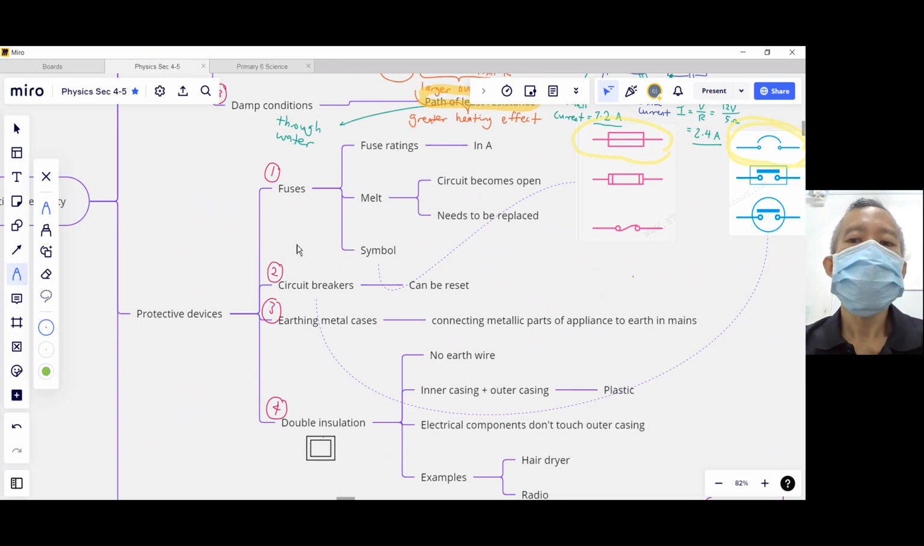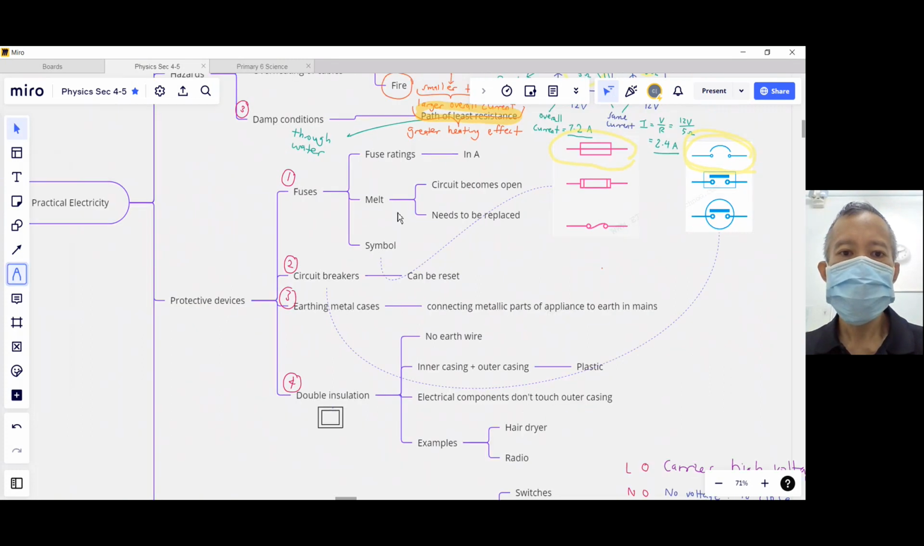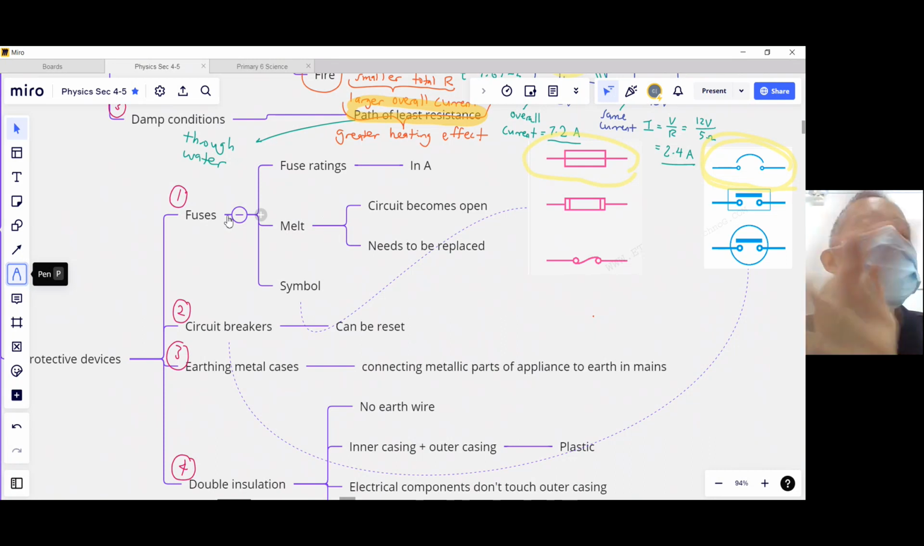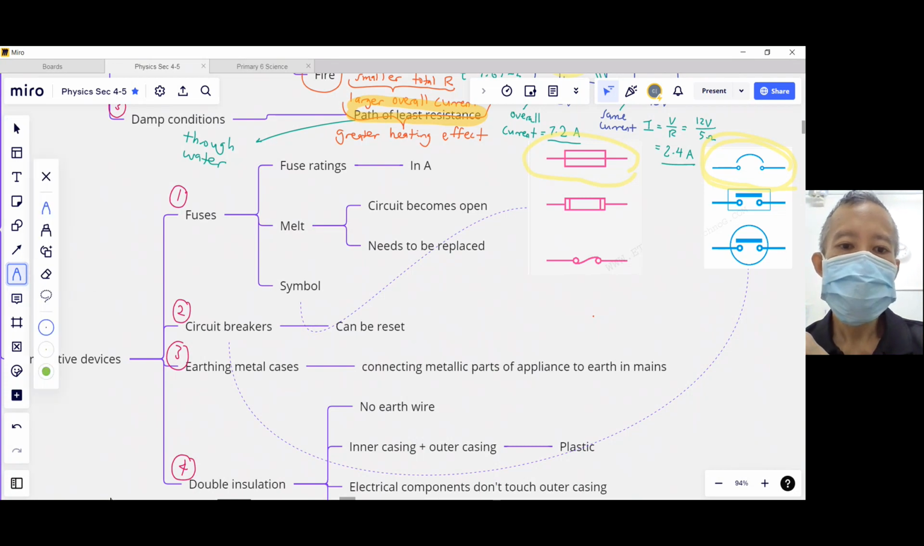Okay, important thing for a fuse. I can't remember whether I mentioned it. For fuses and circuit breakers, I didn't mention it. Maybe you can write it in. Circuit breaker also has a current rating.